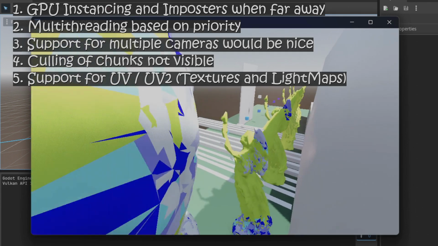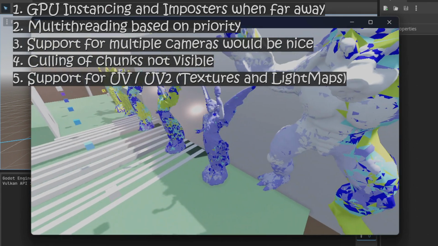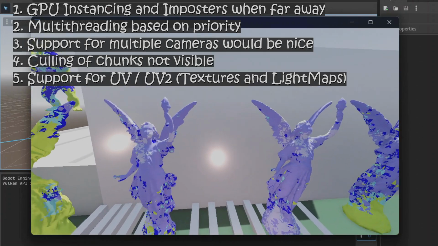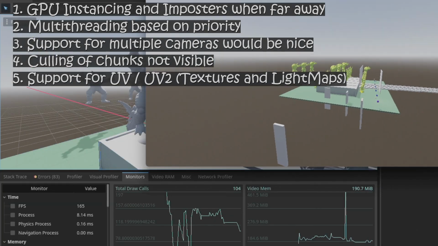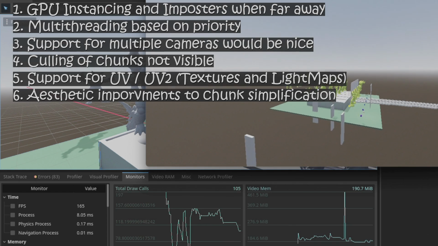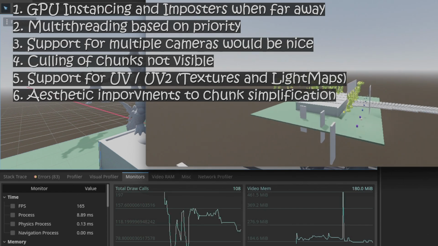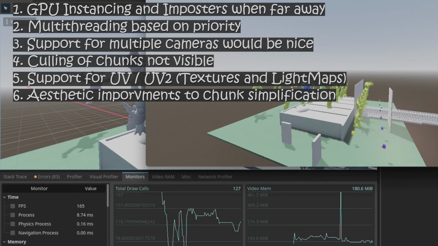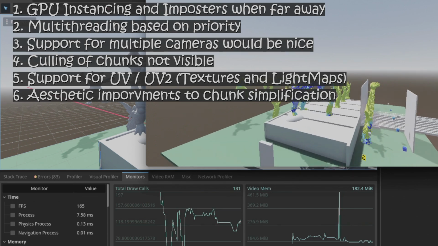I could save UV and UV2 data when generating chunks. This would be important for simplifying models with textures. My example meshes don't have any textures, and that's why. Chunk simplification could be done more intelligently due to the aggressiveness of the mesh simplification. Seam lines in the UV and topology of the underlying mesh are not accounted for.